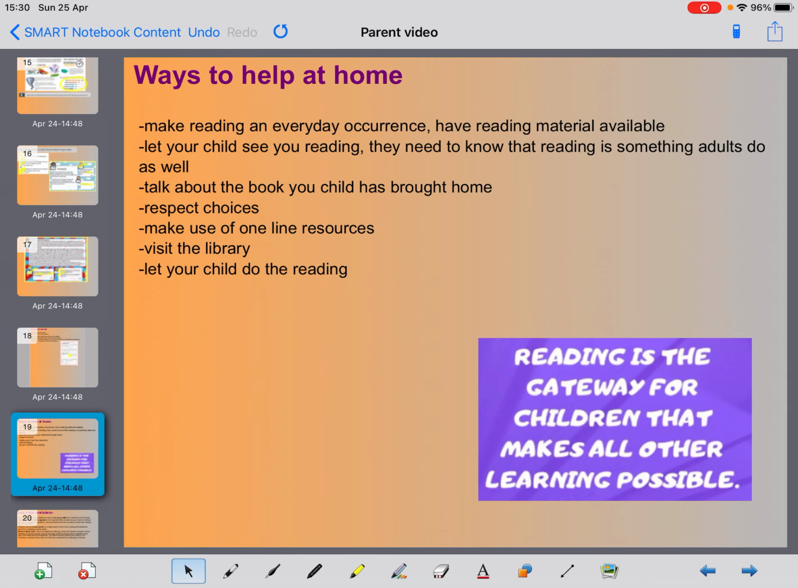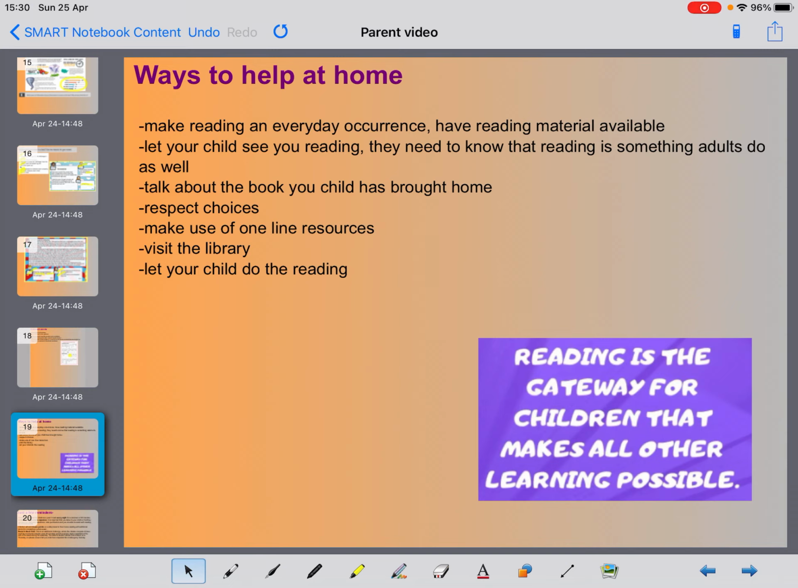Other ways that you can help at home: make reading an everyday occurrence. Have reading material available, whether it's magazines, comic strips, newspapers, books that you enjoyed as a child, as well as Kindles, Fire tablets. They have all got access to the internet, so you can find a variety of reading resources on the internet. Let your child see you reading. They need to know that reading is something adults do as well, whether it's a newspaper, a magazine, recipes, any time that you're reading. Let your child see that it is a skill that adults need to keep up as well.